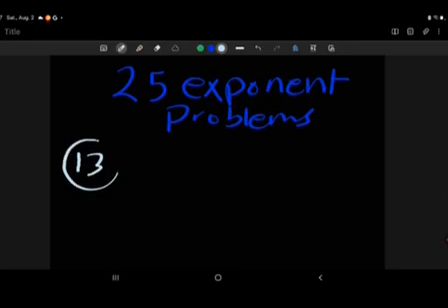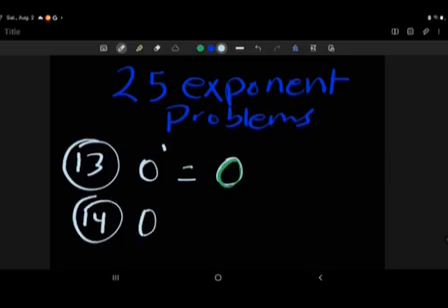So problem 13. Let's say we have 0 raised to the first power. What is that going to be equal to? Of course, the answer to that is 0. Now moving on to number 14. Let's say we have 0 to the third power. What is that going to be?